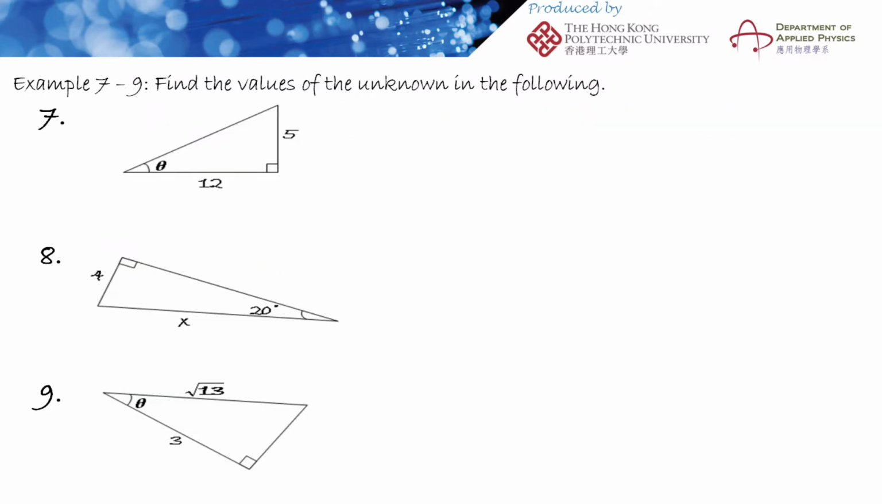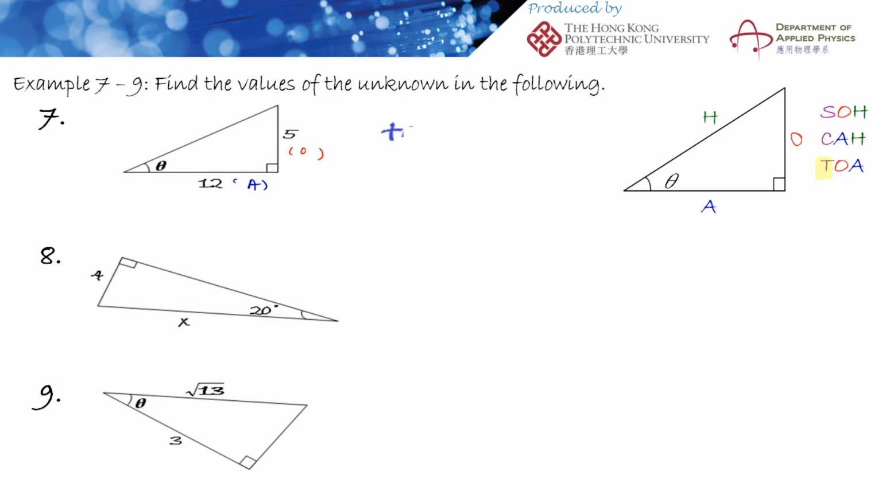Now you can try to do examples 5 and 6. Before doing the questions, we can recite the formula first. The so-called SOHCAHTOA. Now you can follow me to use this formula in the following calculations. In example 7, 5 is opposite to the theta. I put O here. 12 is between theta and the right angle. I put A here. There are O and A, so T is used. T means tangent, therefore tangent theta is equal to 5 over 12.